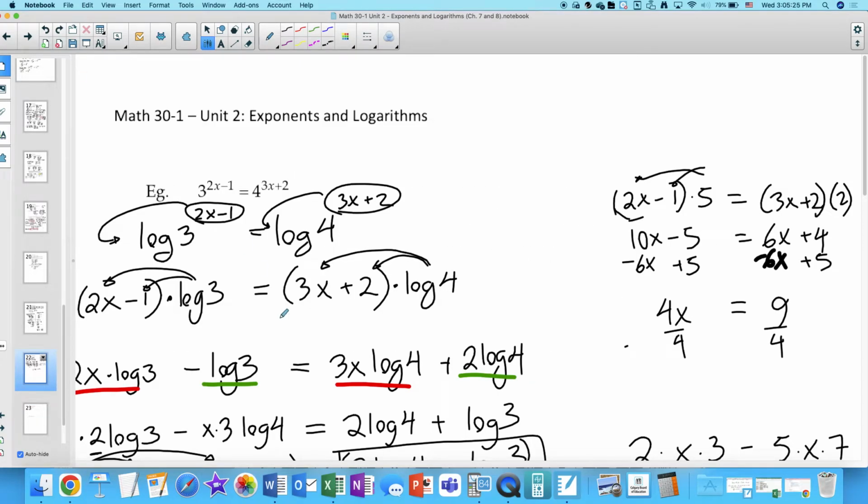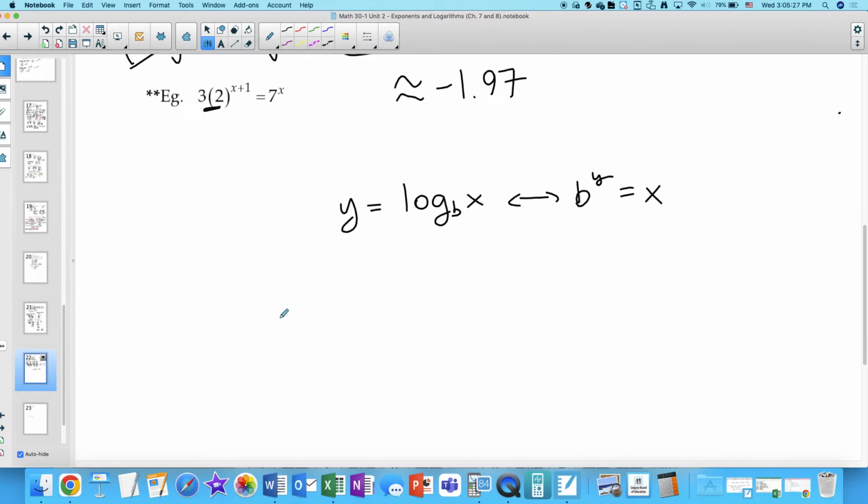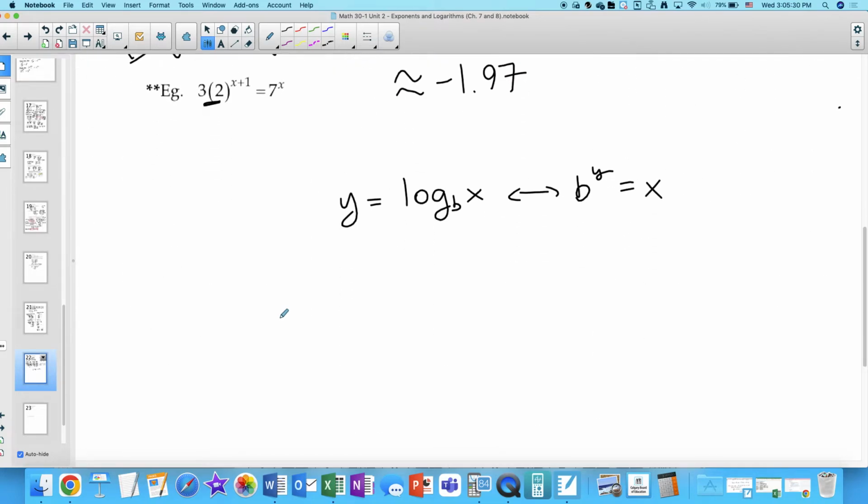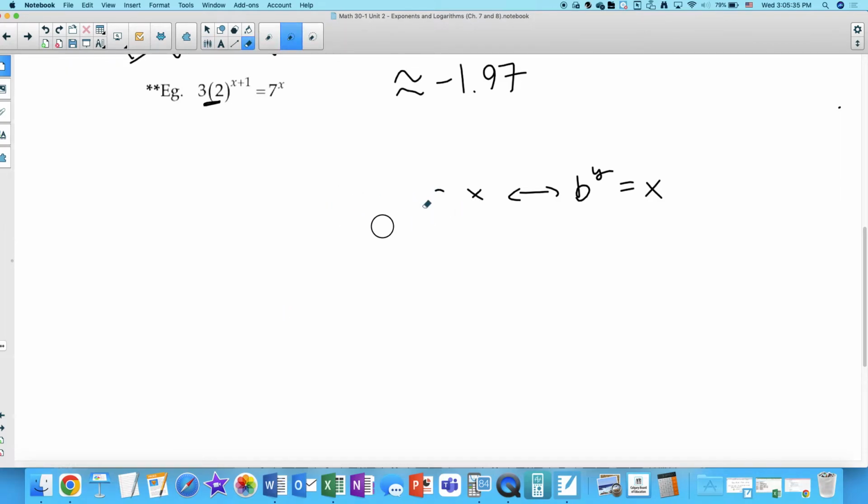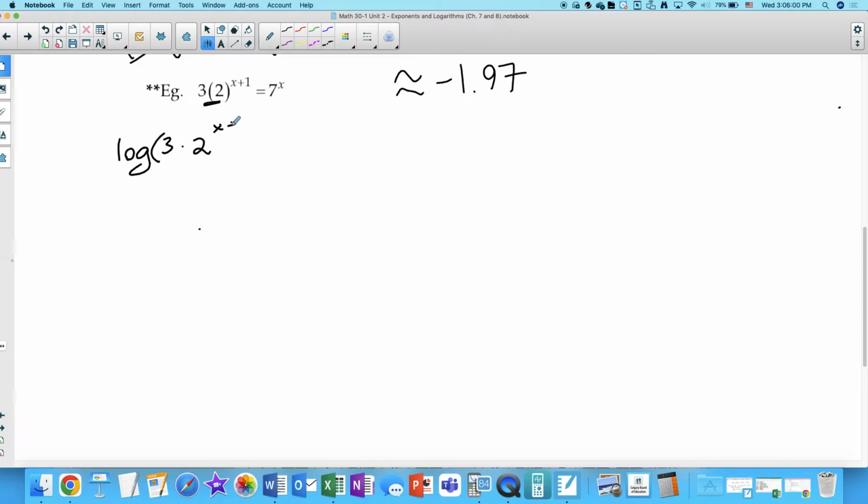Okay, so look, with this question, I would never switch forms. And in fact, personally, I would only switch forms if there's only a variable in one exponent and not in both sides. Okay, so let's do it. I'm going to take the log of both sides, and the right side equals log 7 to the x.